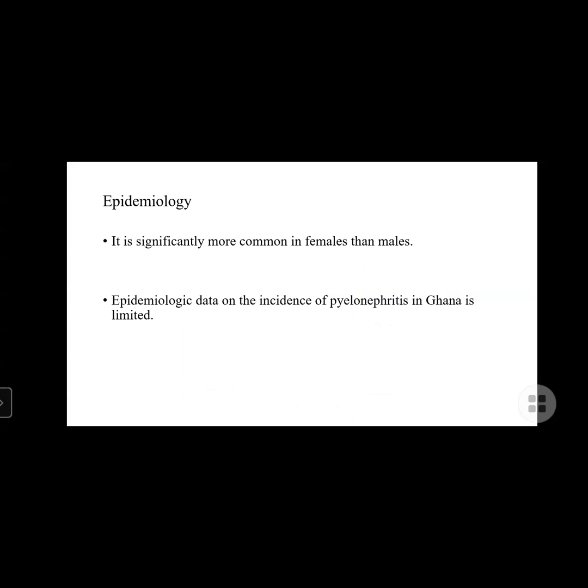So we move on to epidemiology. Acute pyelonephritis is more common in females than males. And this is because females have a shorter urethra, so it makes it easy for organisms to ascend into the bladder. And if the infection is not kept at this point, it can ascend further up and involve the kidney, and this can lead to acute pyelonephritis. There is limited epidemiologic data on the incidence of pyelonephritis in Ghana.